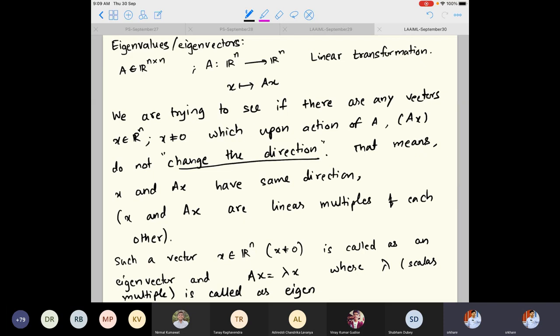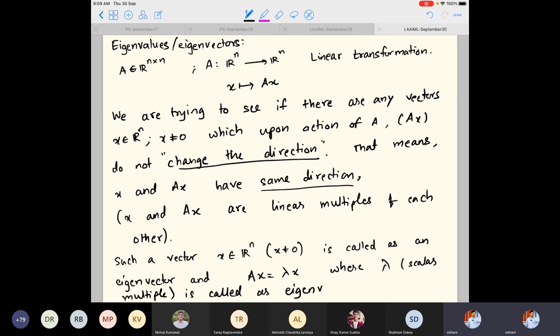So how much is the change in length? We are only interested in keeping the same direction. I am underlining this same direction because direction means the one dimensional subspace spanned by x, right? Direction is not to be taken in the sense of the direction that we see. It might change the direction in the sense that if lambda is negative, then you will go in the opposite direction, but still it will lie in that one dimensional subspace spanned by x. So that is what we really want.